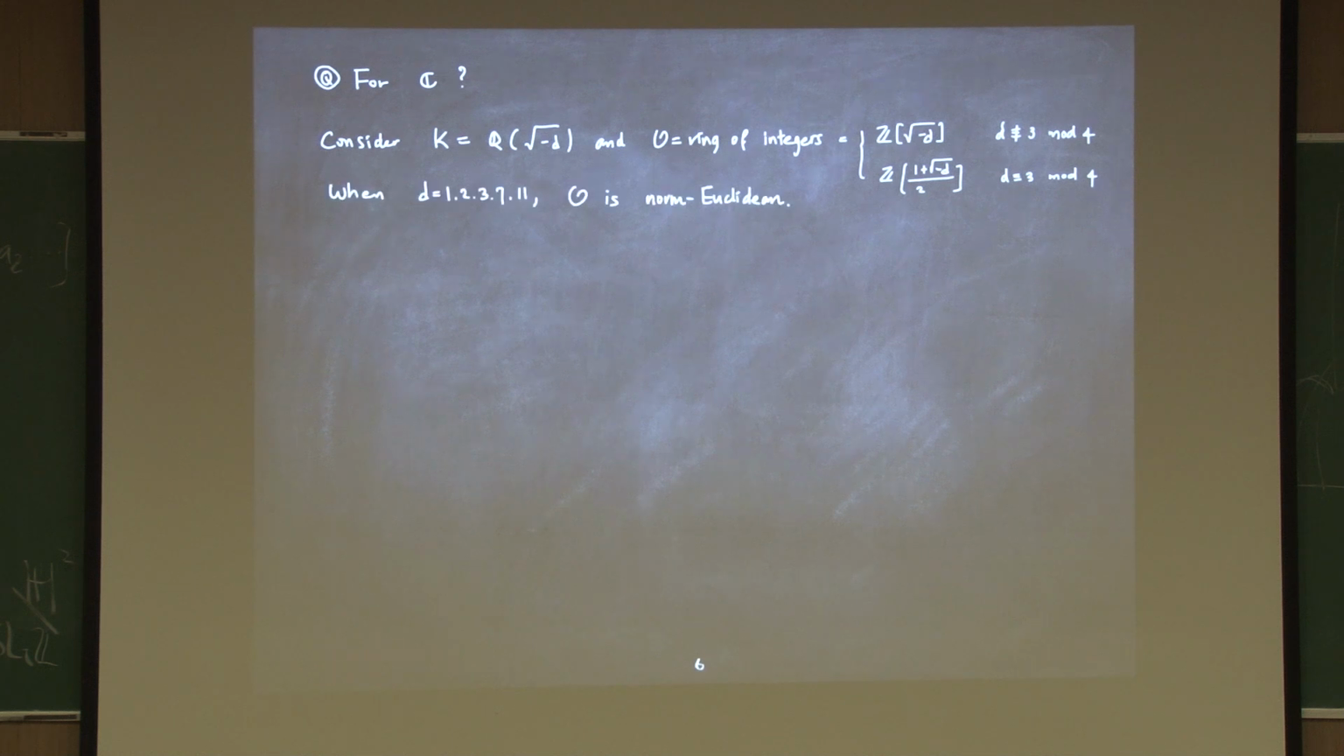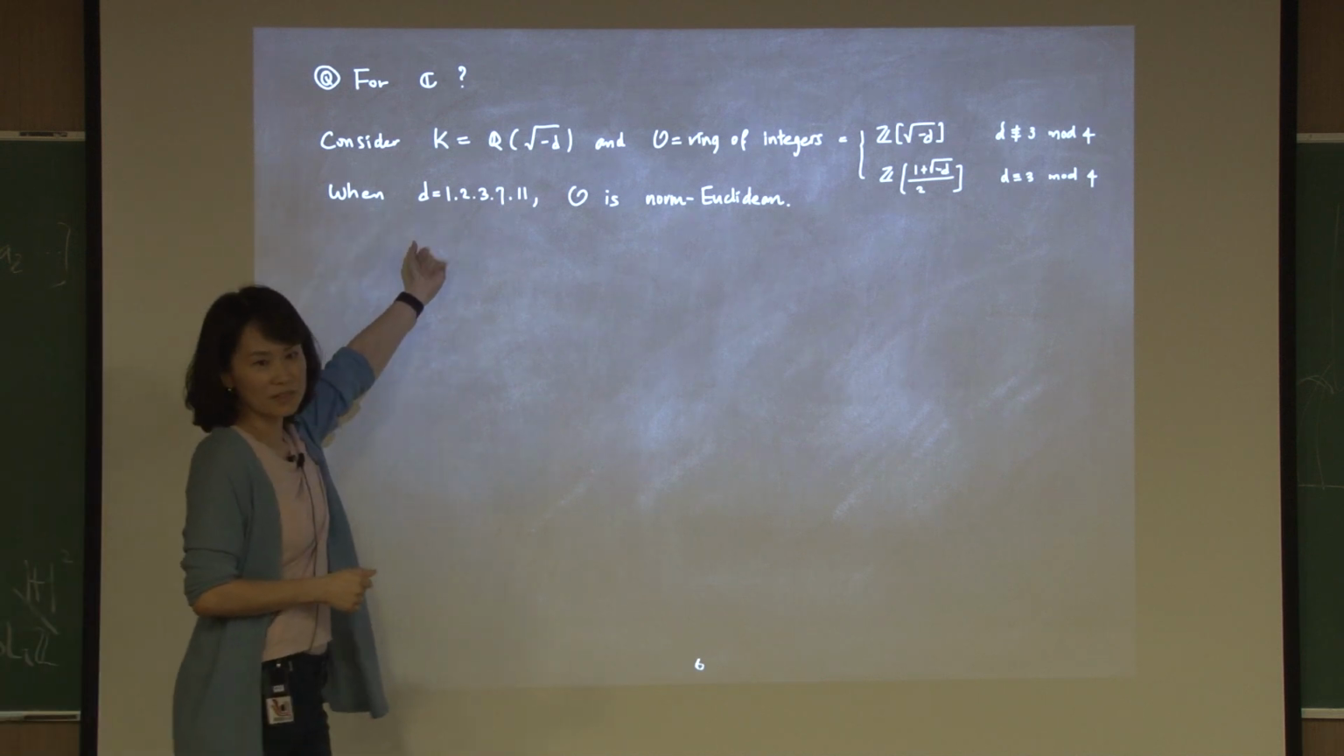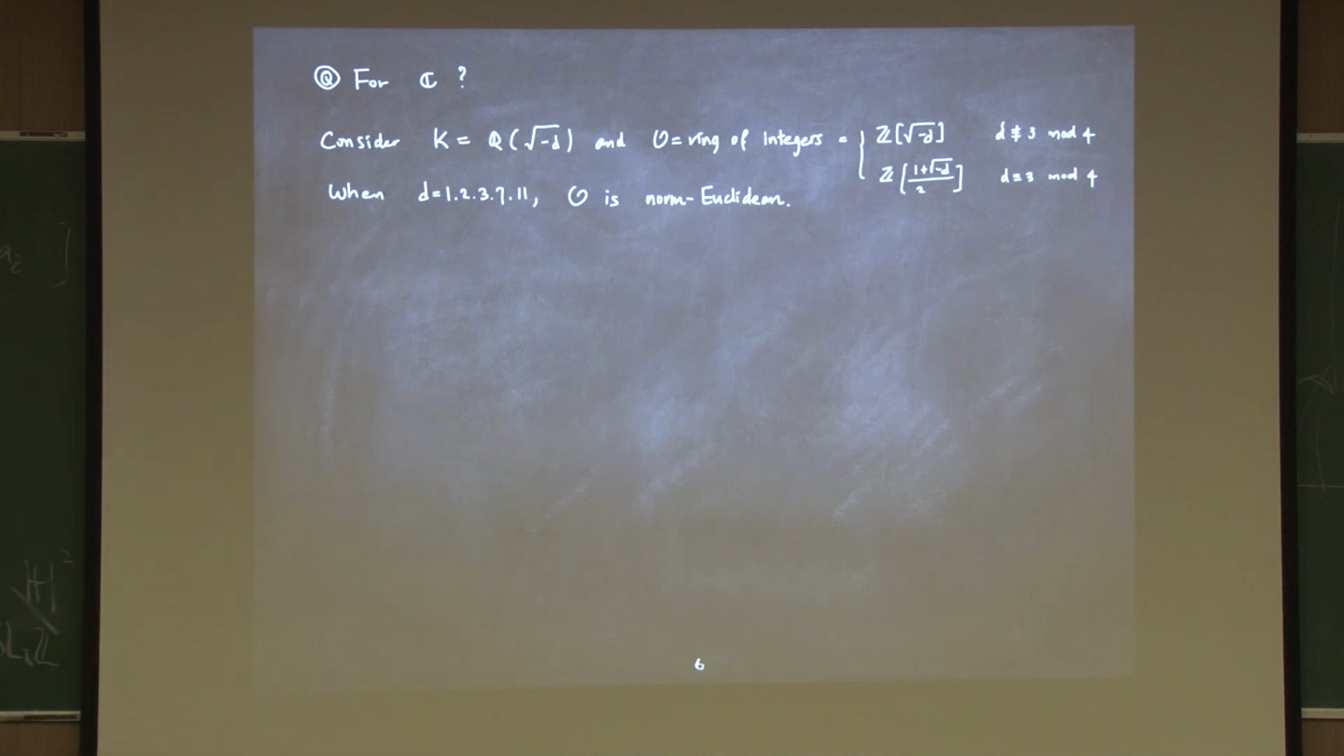But we want this Euclidean algorithm to be reasonable, right? For example, if we start with a rational number, we want this algorithm to finish at some point. So if you do the Euclidean algorithm, if you divide by q, you want the remainder to be smaller than q, so that you stop at some point if you have a rational number. And that happens exactly when d equals 1, 2, 3, 7, 11. There are just 5 cases where it is norm Euclidean. So these are the fields that we're interested in.